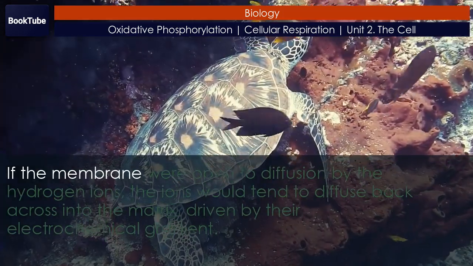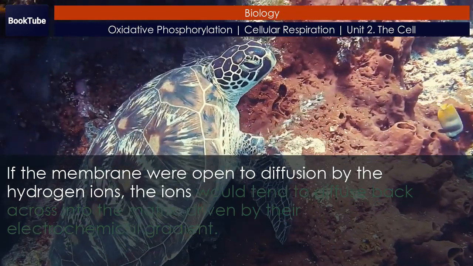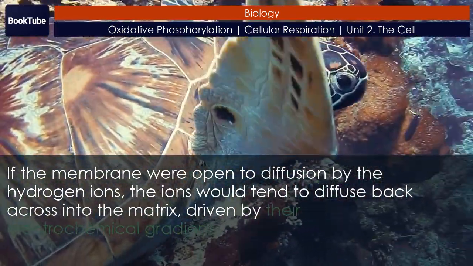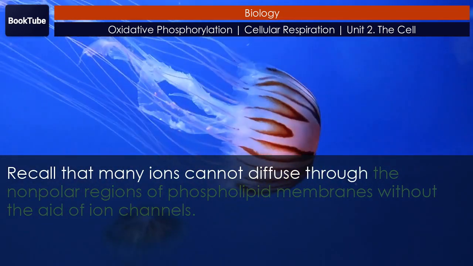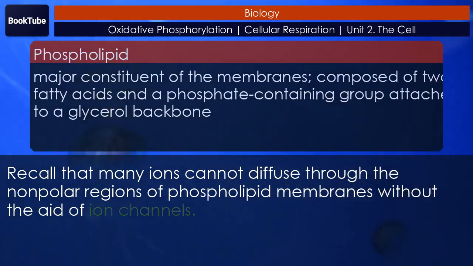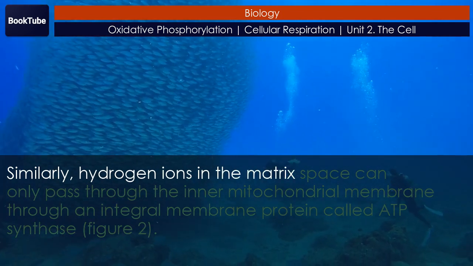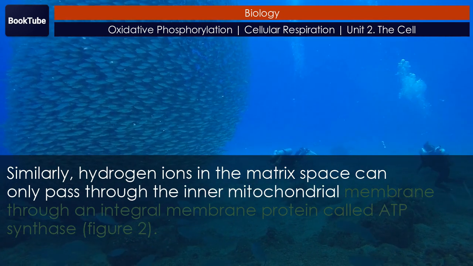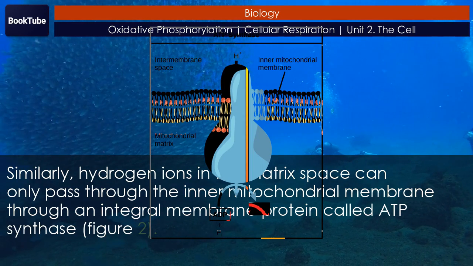If the membrane were open to diffusion by the hydrogen ions, the ions would tend to diffuse back across into the matrix, driven by their electrochemical gradient. Recall that many ions cannot diffuse through the nonpolar regions of phospholipid membranes without the aid of ion channels. Similarly, hydrogen ions in the matrix space can only pass through the inner mitochondrial membrane through an integral membrane protein called ATP synthase. Figure 2.